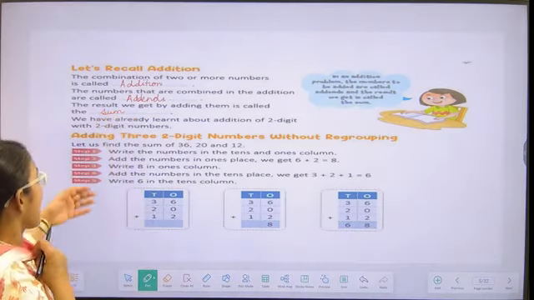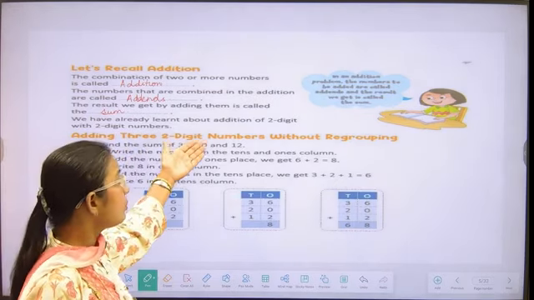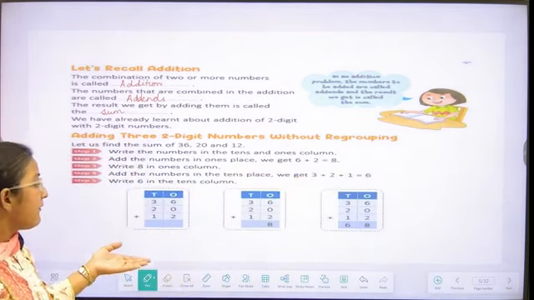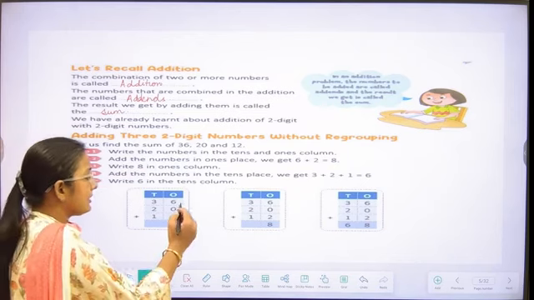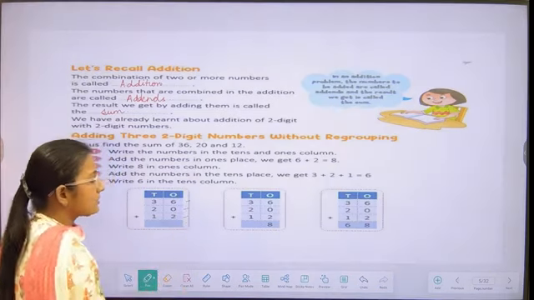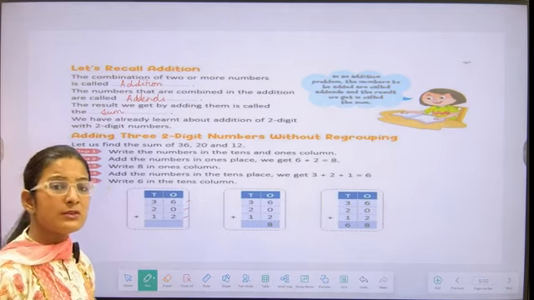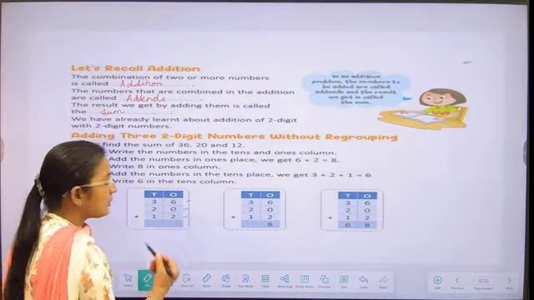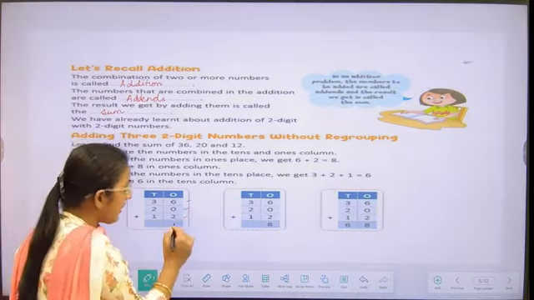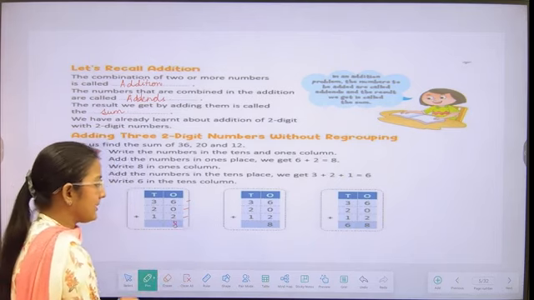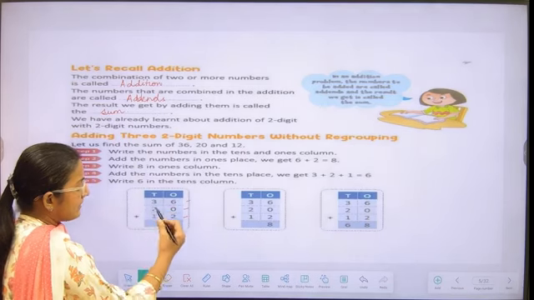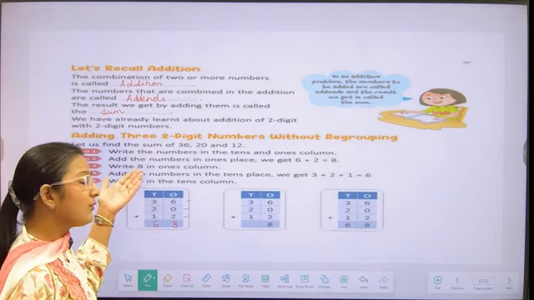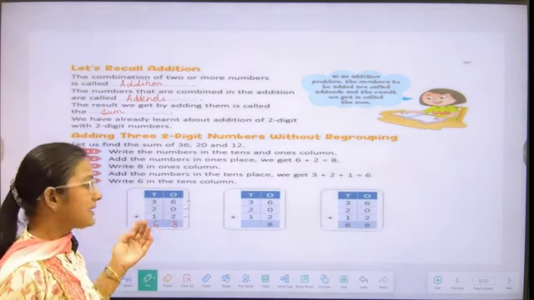Now we are going to understand how we can add three two-digit numbers without regrouping. Let's start with me, students. As you can see, we have three numbers: 36, 20, and 12. First, we are going to add the ones place value. 6 and 0 will make 6, 6 and 2 will make 8, students. So we write 8 at the ones place. Now we have to add the tens place value. 3 and 2 will make 5, and 1 makes 6. So the addition of these three numbers is 68, students.